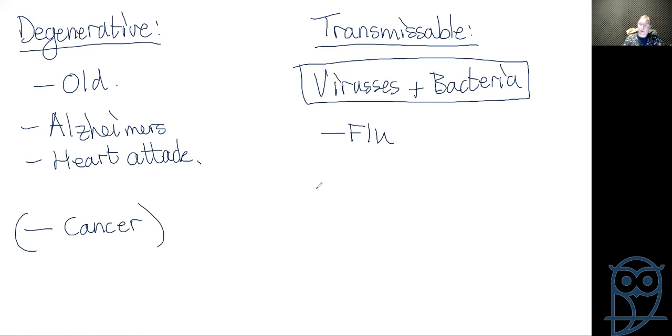This also includes parasites in your body. By parasites, I mean things like ringworm or all of those kinds of things that are stuck in your body and is now causing your body to not function the way it should.